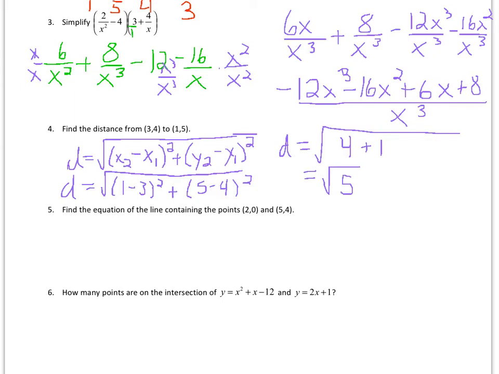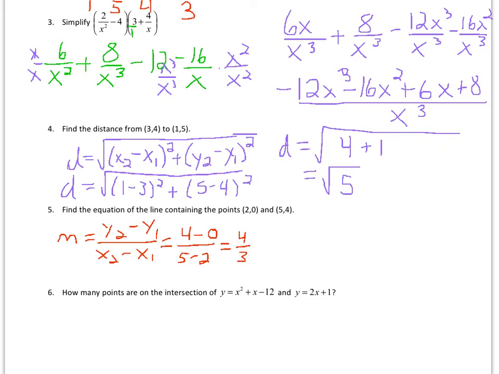To find the equation of a line containing the points (2, 0) and (5, 4), we need to know two things in order to write an equation of a line. The first thing we need to know is the slope. So let's use these 2 points to find the slope of the line. Remember, to find slope, we use m equals y2 minus y1 over x2 minus x1. So we have 4 minus 0 over 5 minus 2, which gives us a slope of 4/3.